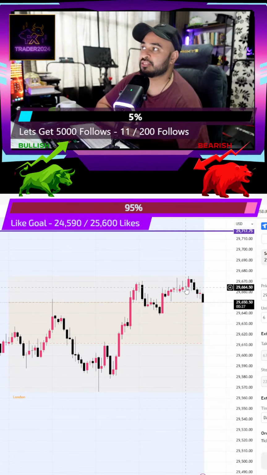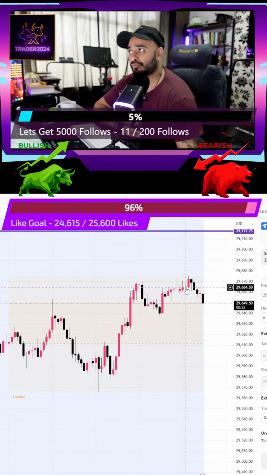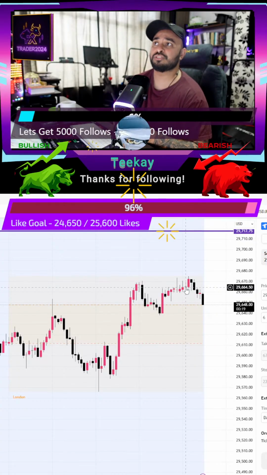But everything works. Support and resistance definitely works, but you get a lot of fake outs in support and resistance. Price comes back, stops you out both sides before it goes into an area.